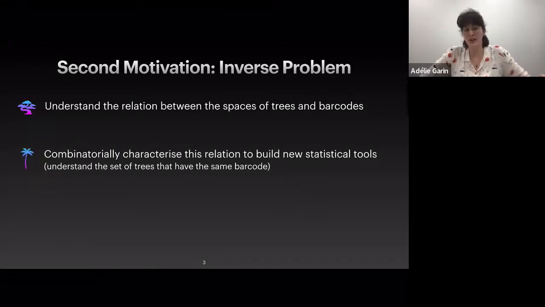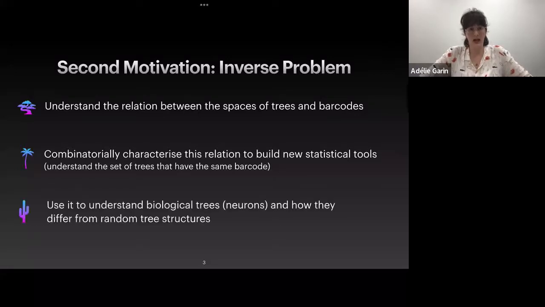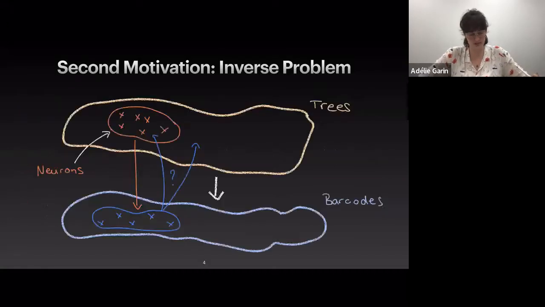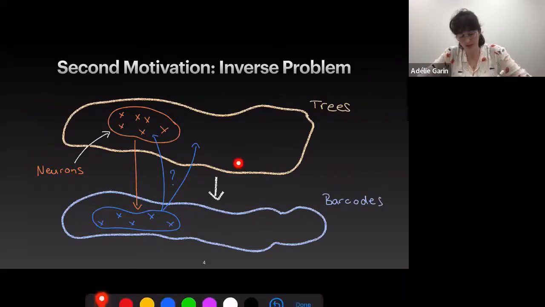We started by trying to understand the set of trees that have the same barcode, and we realized that this has useful applications. We used it to understand biological trees, so neurons, and how they differ from random tree structures, as I just stated. So this is a little drawing to summarize this inverse problem.